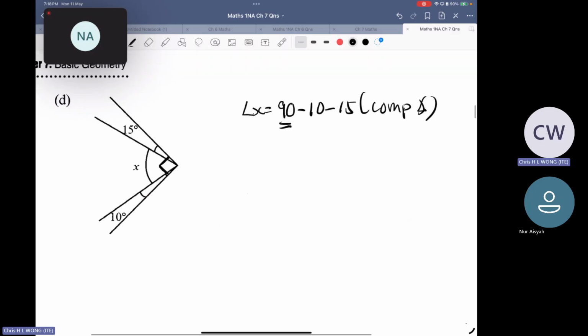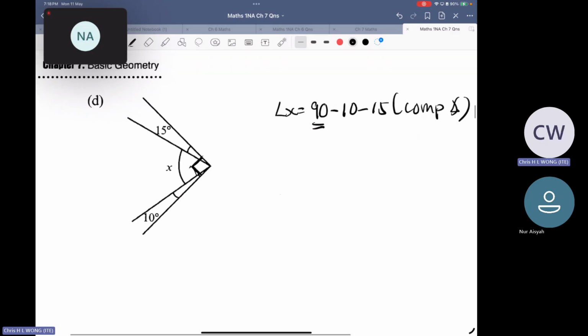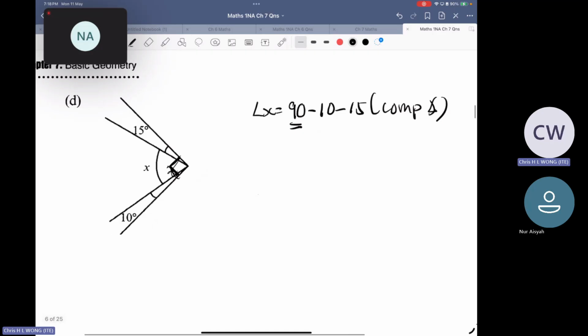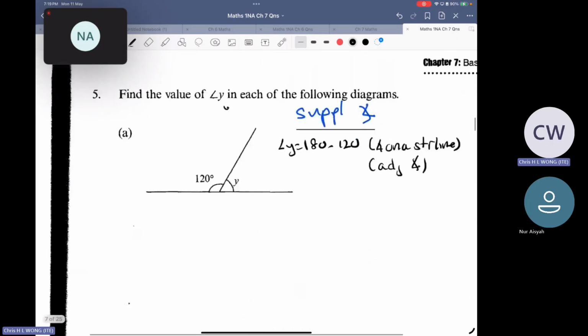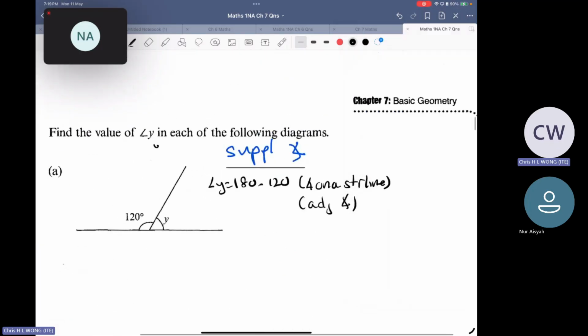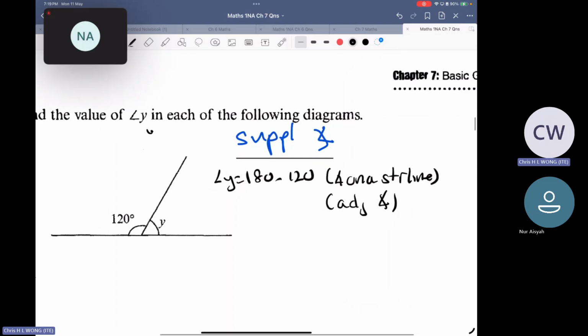Next, same thing. If I show you 90, you take 90 minus 15 minus 10, complementary angles. I won't do this, it's simple, so we don't waste time. If I ask you to find y, 180 minus 120. So what's the reason?